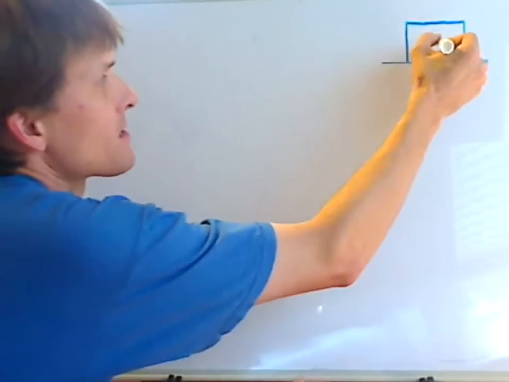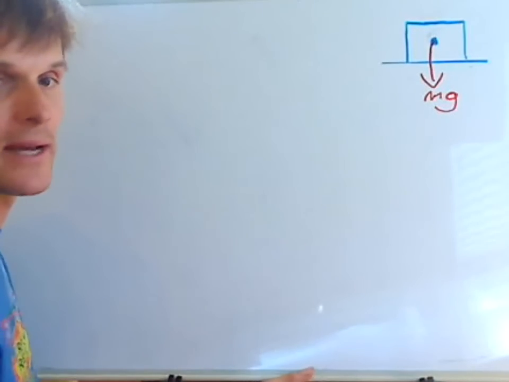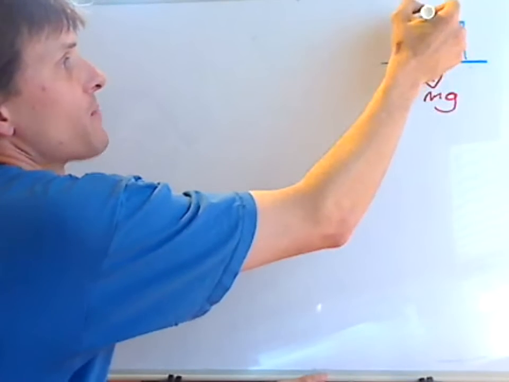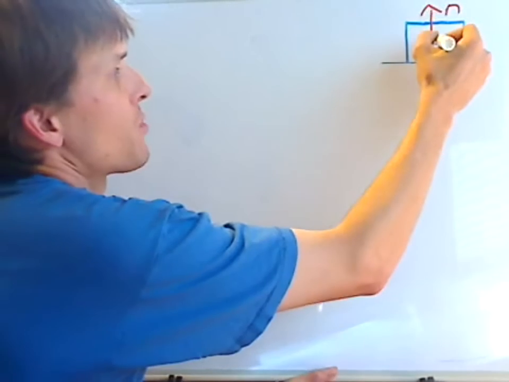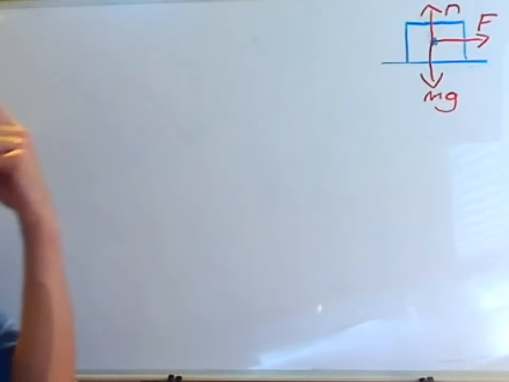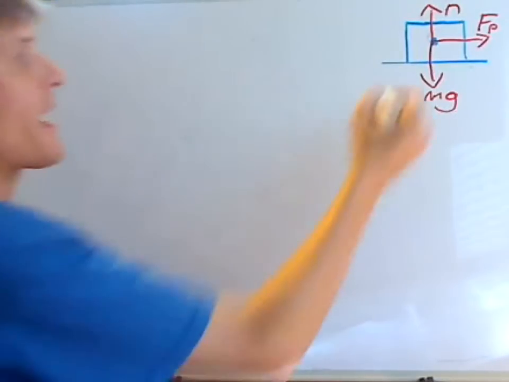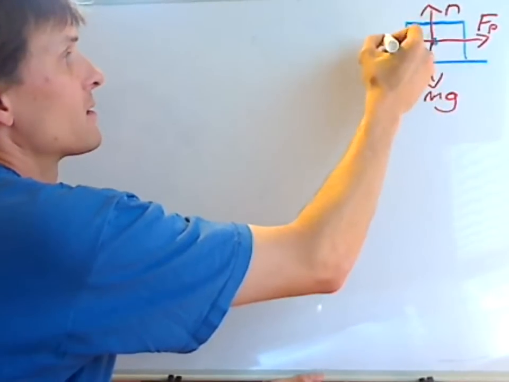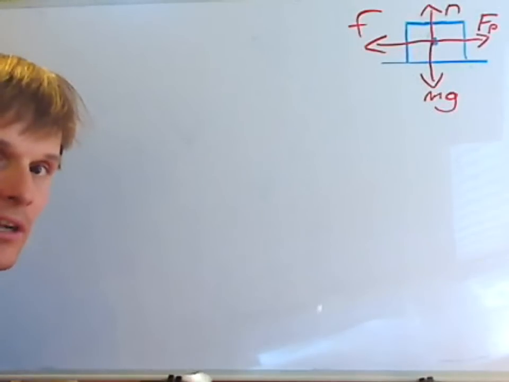So we always have weight, mg, pulling down, and in turn the ground pushes back up with the normal force. Now we're trying to push it, let's say this way. We'll just call that big F, or FP for F push. And in turn there's some sort of friction that resists this. We're just going to call it general friction now. We're not going to call it static or kinetic friction yet. We'll address that in parts A and B of the problem.